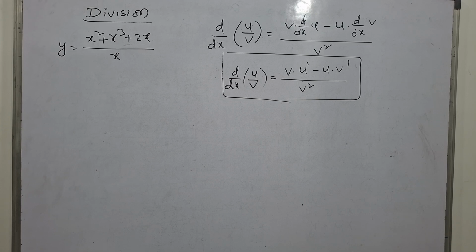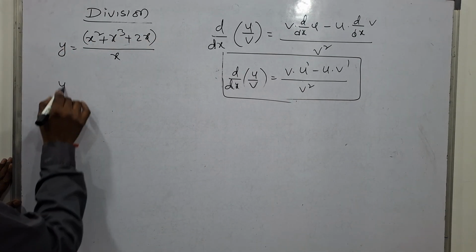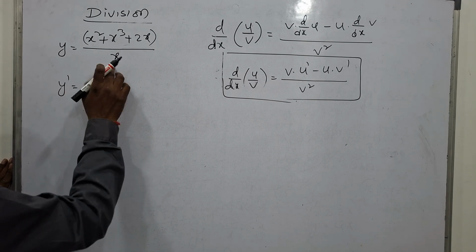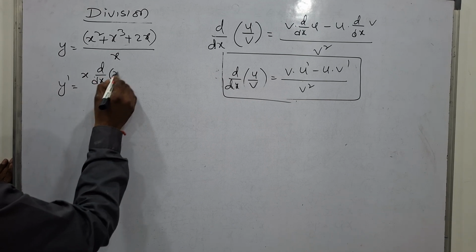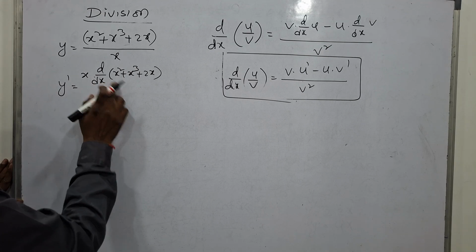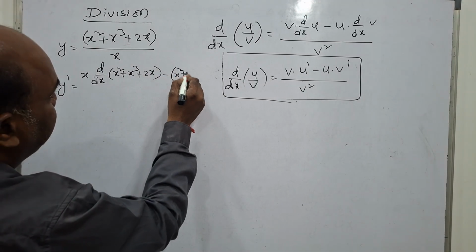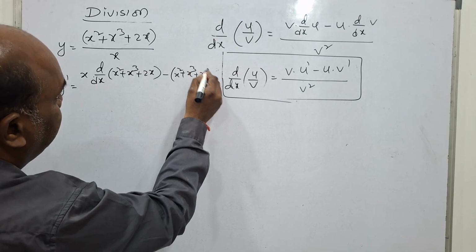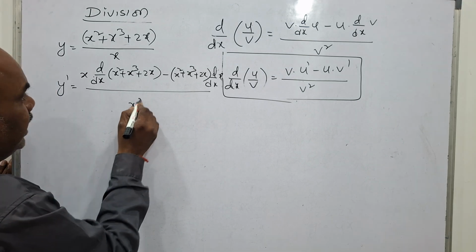Right, see beta, last question in this u by v principle. Now this total function is u, this is v. Directly you write y dash is equal to denominator first into d by dx of this whole function x square plus x cube plus 2x, that is v into u dash, minus u into, now write x square plus x cube plus 2x into d by dx of x, by denominator square x.